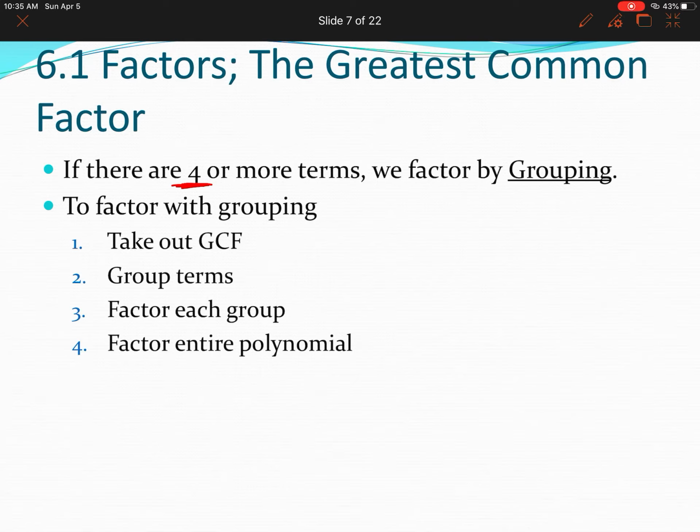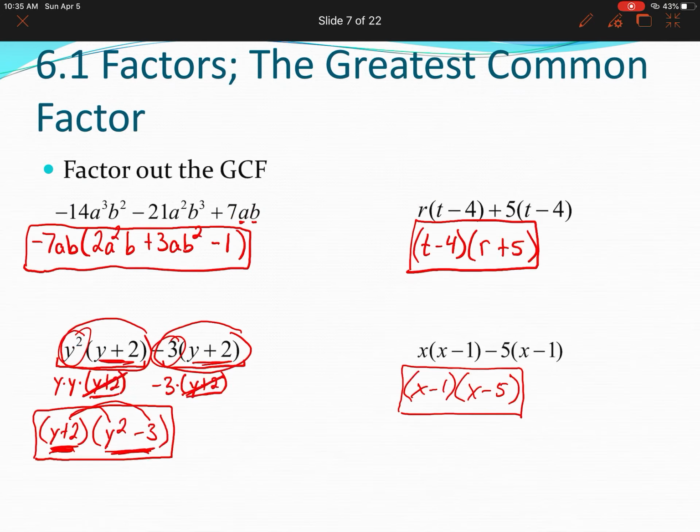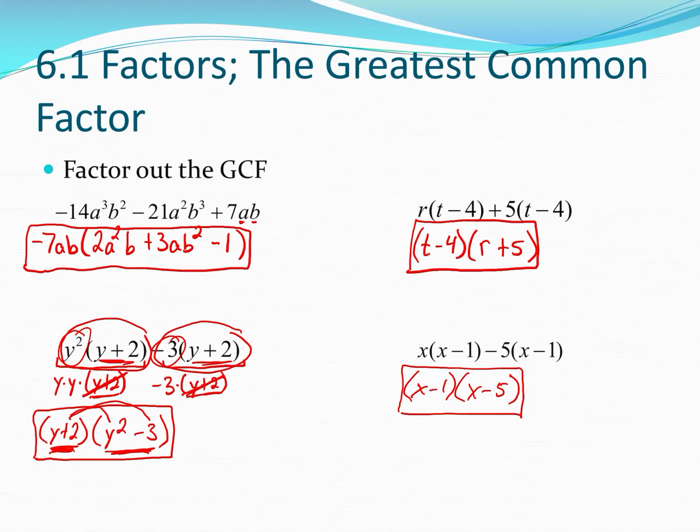And we're going to group the terms so they factor. So you may want to make a note of this. So they factor. And then we're going to factor each group. And then we're going to factor the entire polynomial. When you get to this fourth step, it is going to look like these last 3 problems that we did in the last video. So each of these is going to look like one of those. Okay, so just be aware of that.